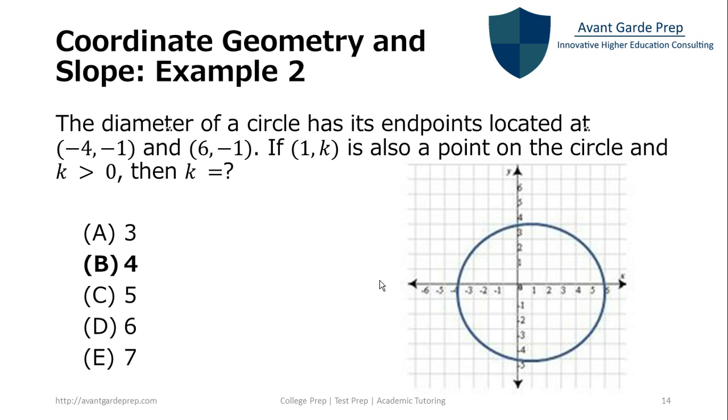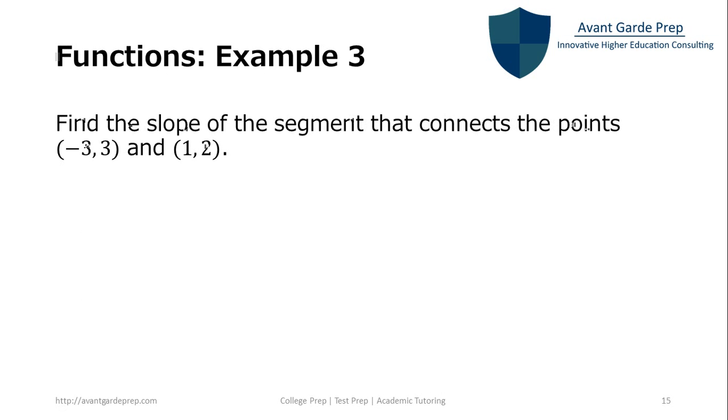So k equals 4. Example 3 states, find the slope of the segment that connects the points (-3, 3) and (1, 2). Now to do this, we want to make sure that we draw a really good graph, plot these points, and then connect a line. And then we can actually find the slope. But you could also use the slope formula. But I recommend that you go ahead, draw a graph, get good at drawing these graphs so that you have some practice when the SAT rolls around. And of course, as always, we'll work this problem in class.